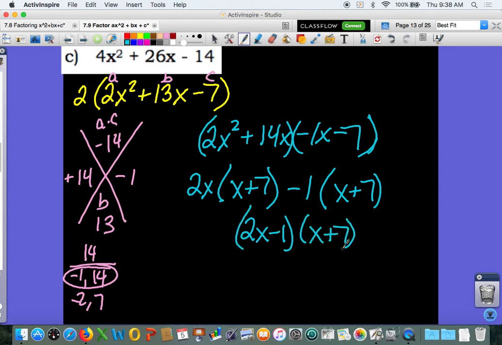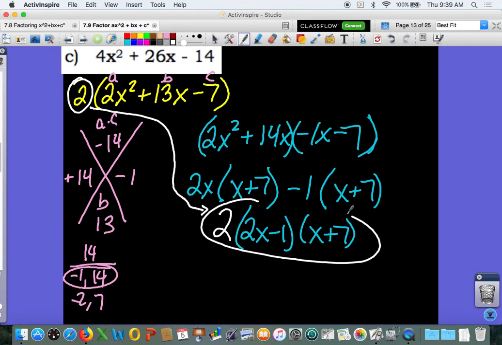Is this my final answer? No. Why is it not my final answer? Because remember, I had this GCF term up here. What do I do with that GCF term? I have to bring it down. So, 2. This could be my final answer. If we check, we will see that it does work out. So, in fact, that is my final answer.